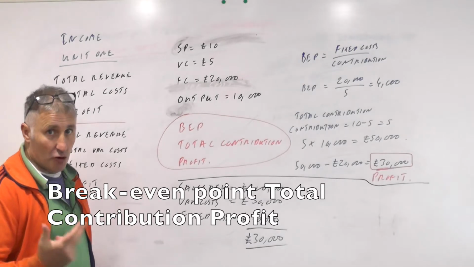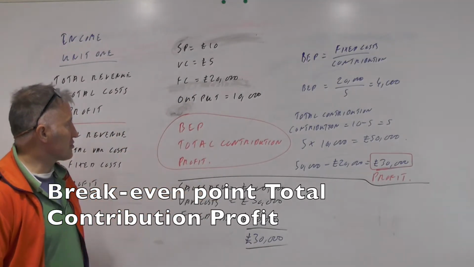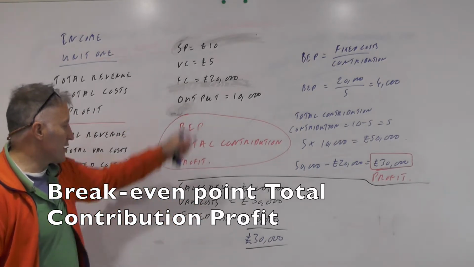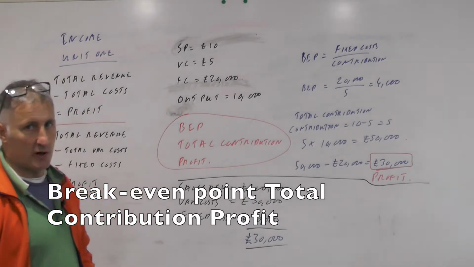To work out the profit in the normal conventional manner, I will do 10,000 times 10 is 100,000 quid, 10,000 times 5 is 50,000 quid, the fixed cost of 20,000 quid, so therefore the profit is 30,000 quid on there.